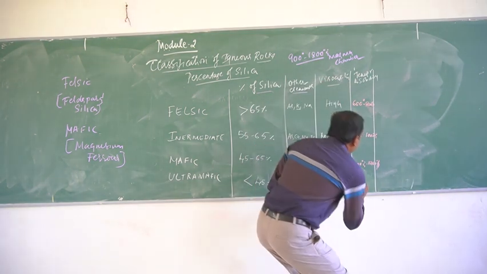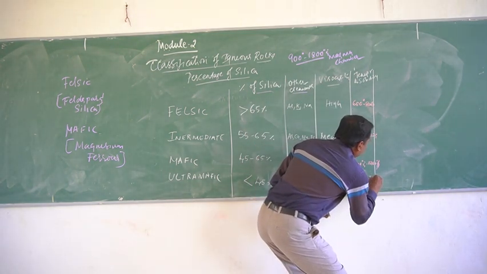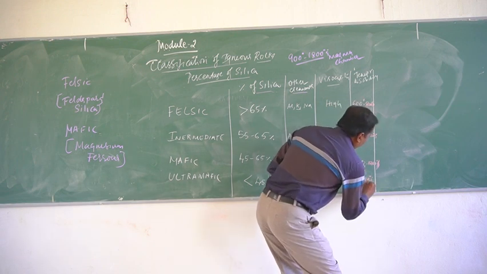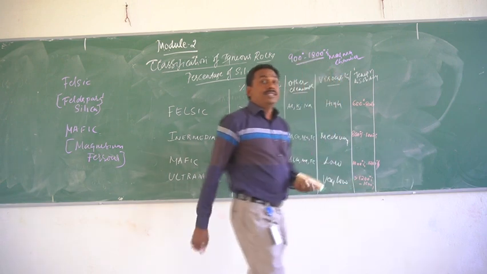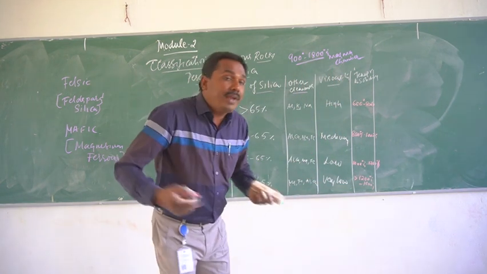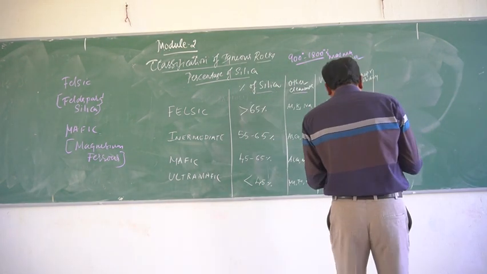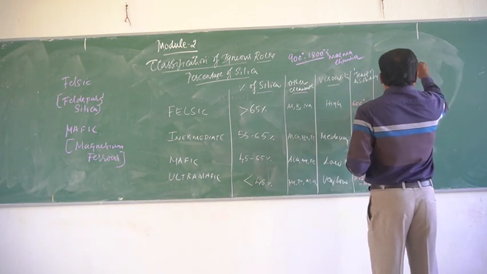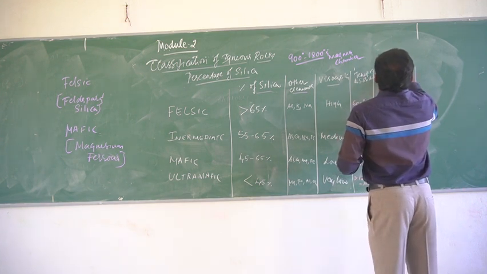Similarly, ultramafic, that is greater than 1200 degrees Celsius, probably up to 1600 degrees Celsius. These are the temperatures which are required to solidify. What are the rock examples?